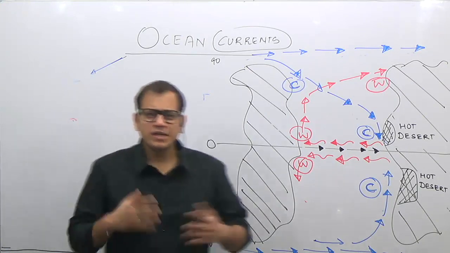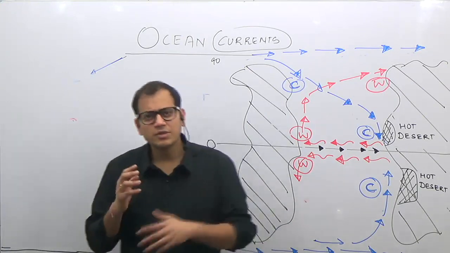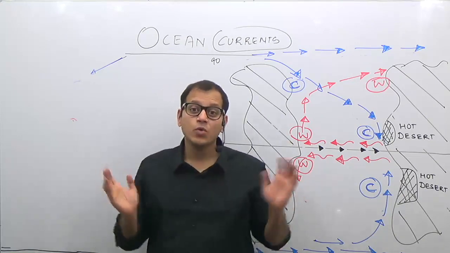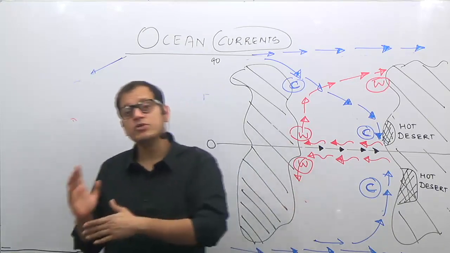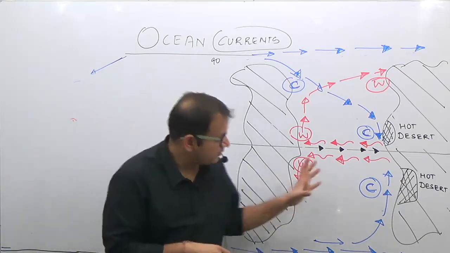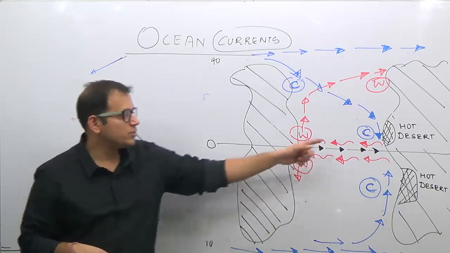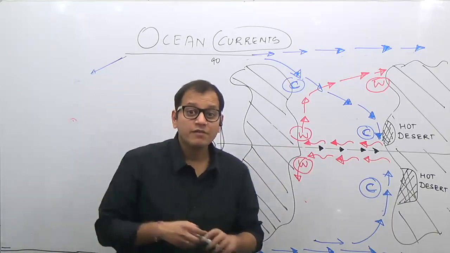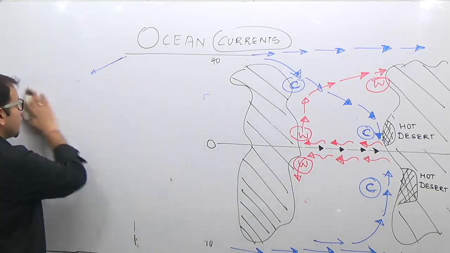Hi. So, continuing our lecture on the ocean currents, we will now do the factors which affect the ocean currents. What are the different factors which cause the generation, which cause the flow, and how do they affect the ocean currents? Now, looking at our previous diagram, we know that these two ocean currents are caused due to the rotation of the Earth.